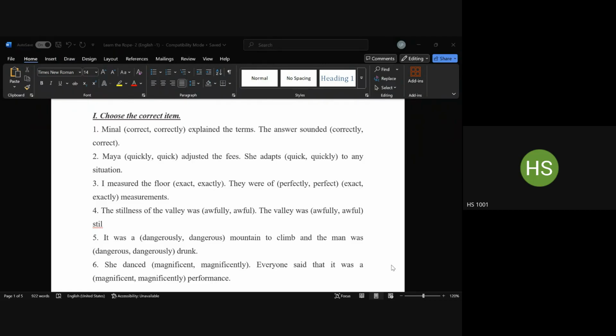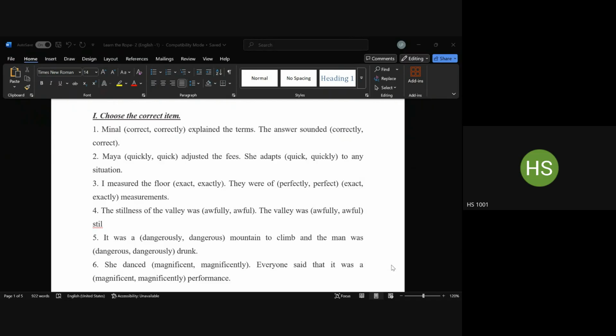That's all. Okay. Second question, Maya quickly adjusted the fees. Quickly, right? Maya quickly adjusted the fees. She adapts quickly to any situation. Quickly. She adapts quickly. How does she adapt quickly, right? This is again quickly, modification of your verb.